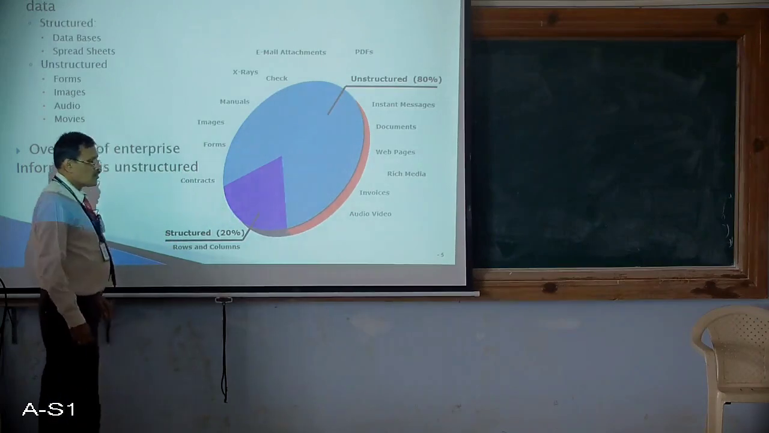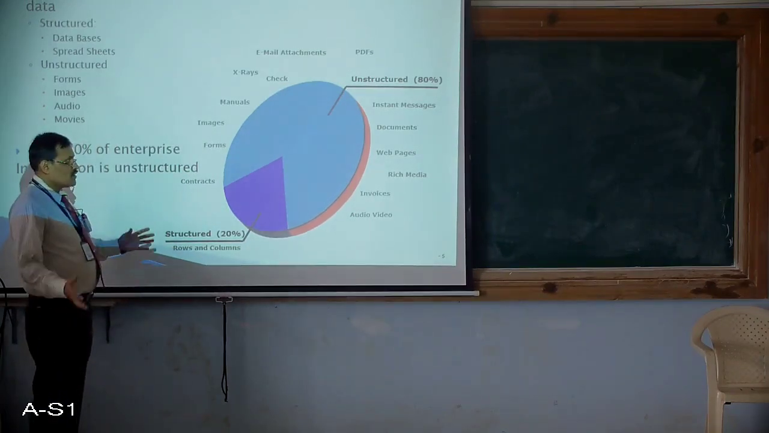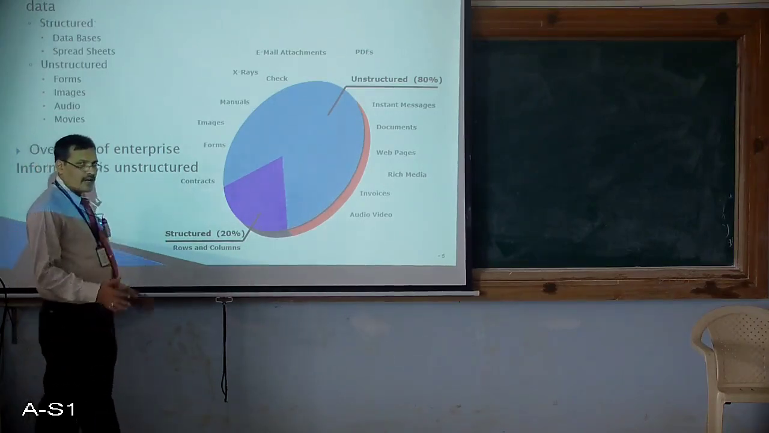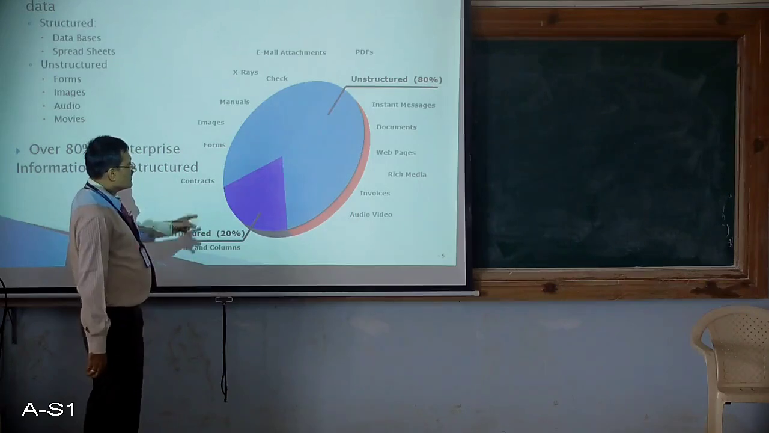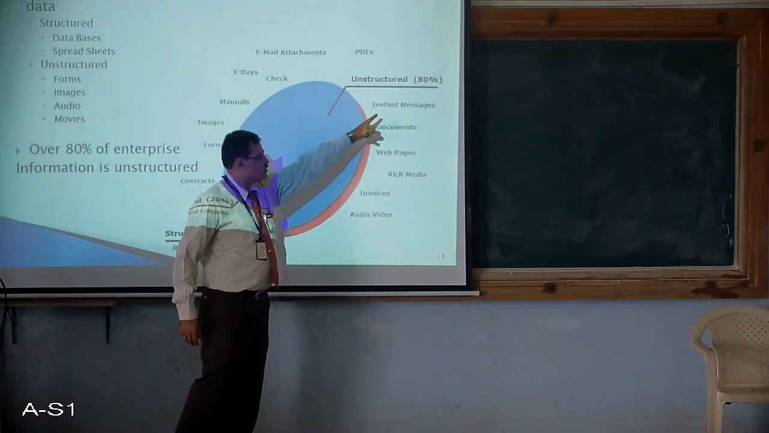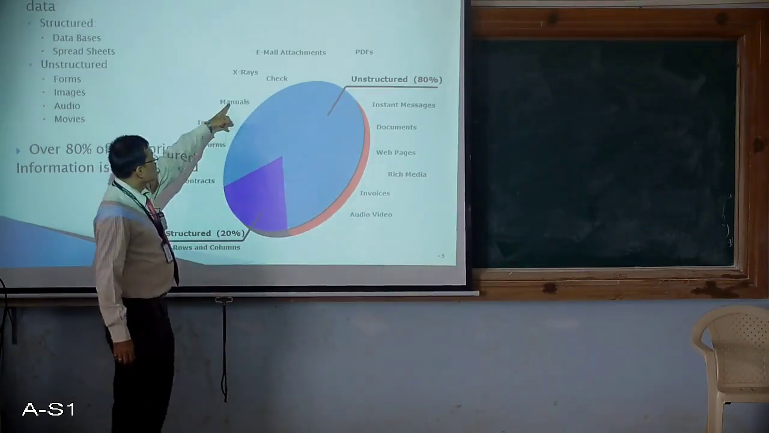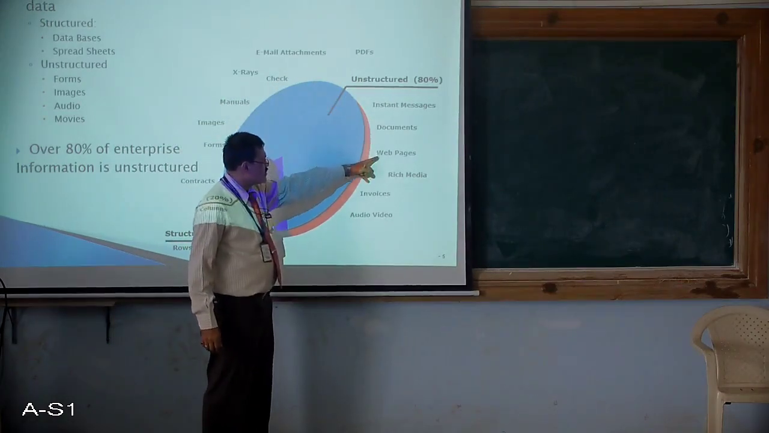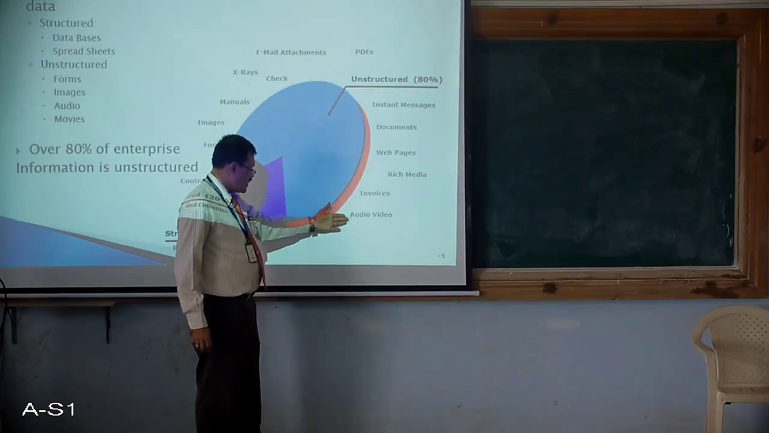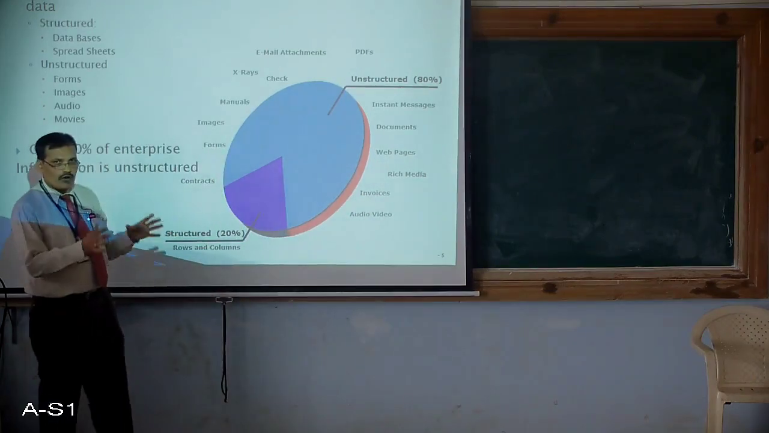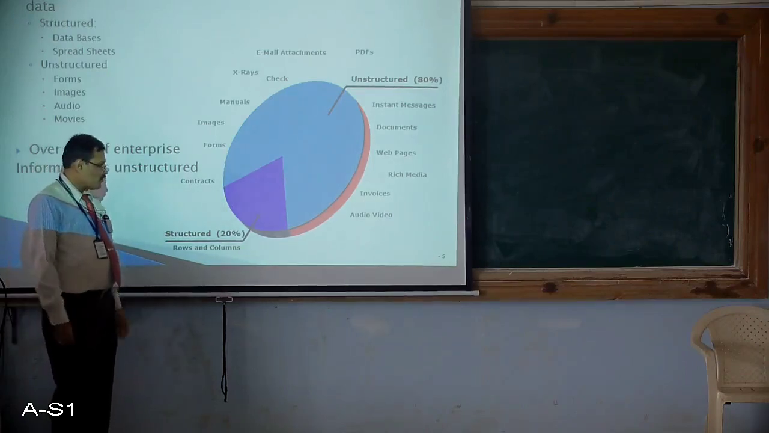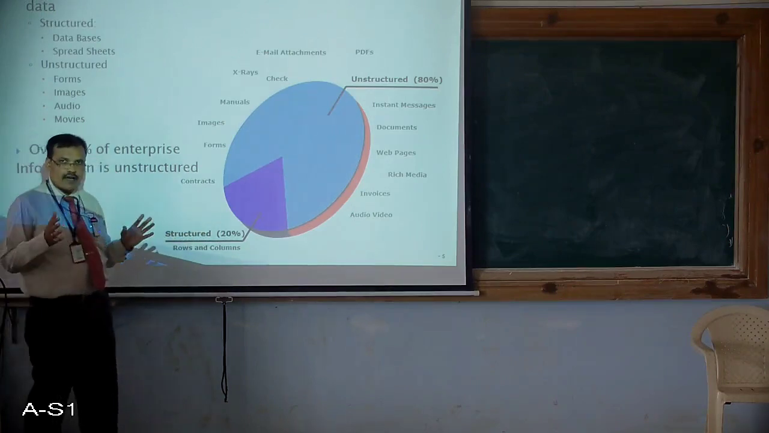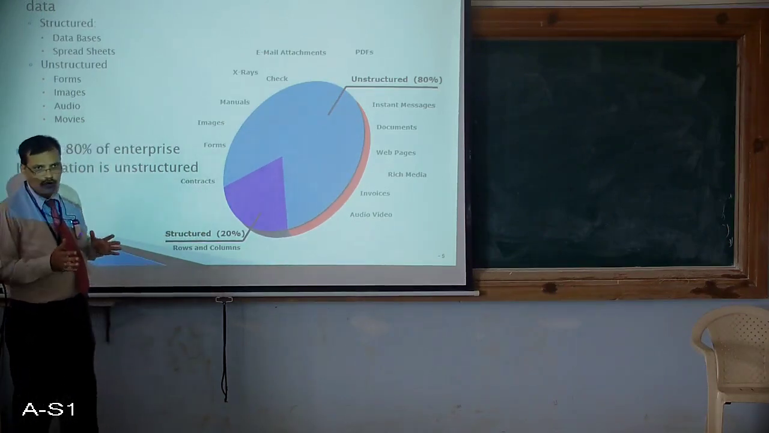Just have a look at this particular figure. Nowadays almost 80 to 85% of the digital data that is being generated is in the form of unstructured data. Your forms, images, manuals, x-rays, email attachments, PDFs, instant messages, documents, web pages, rich media, audio, video, all these contribute to the unstructured format of data, and only 20% is structured data that is available with the organization for their tasks.